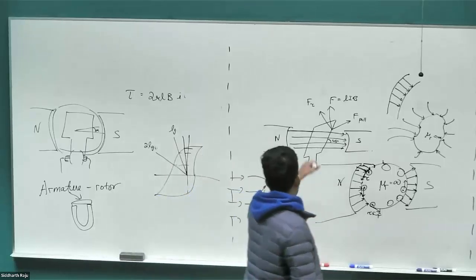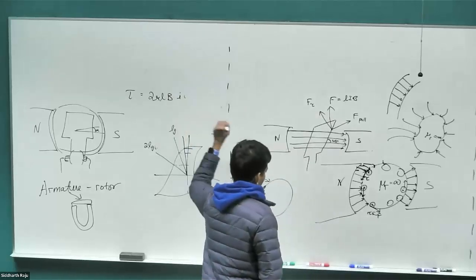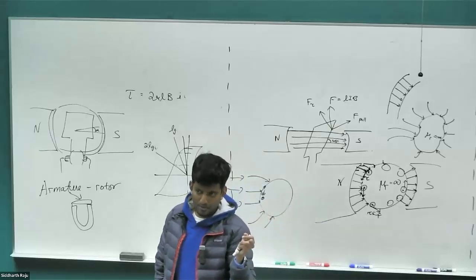So this subtle difference makes the torque significantly larger, right? But by putting in this iron, what problem do we get into though?